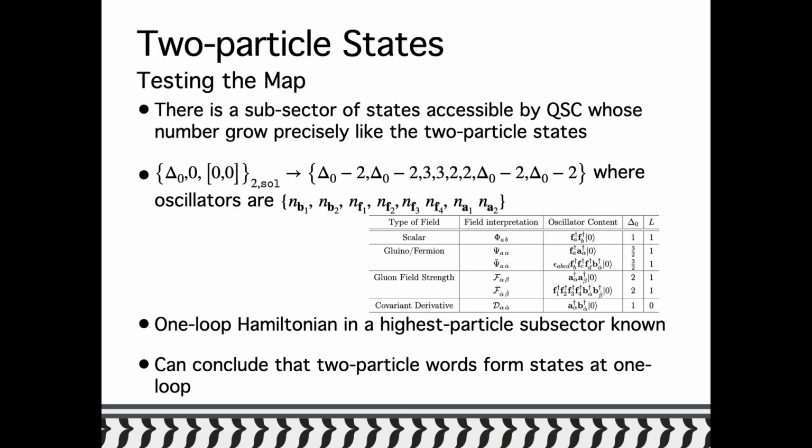So the combination of these three pieces of evidence basically allows us to conclude that at least at one loop, the two-particle words do form two-particle states. At one loop, we can still say that there is some notion of a two-particle state.